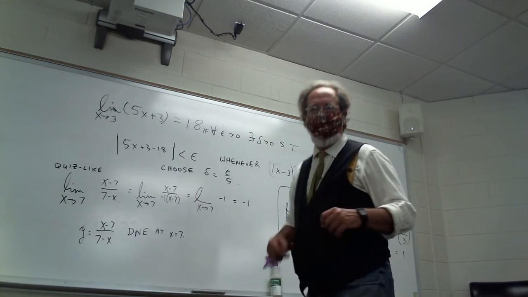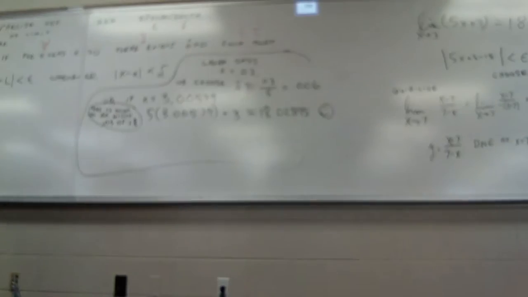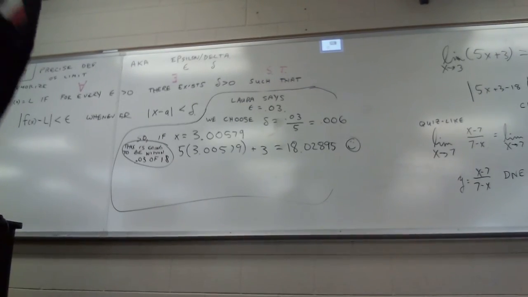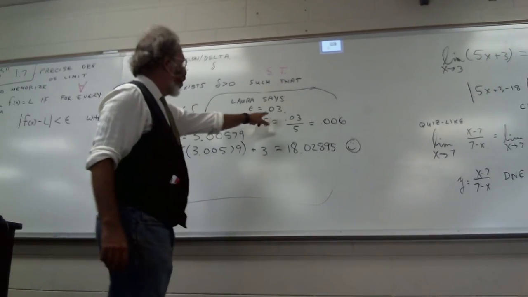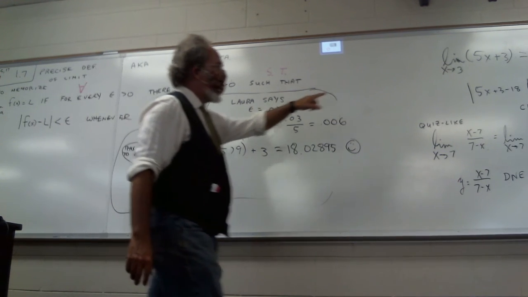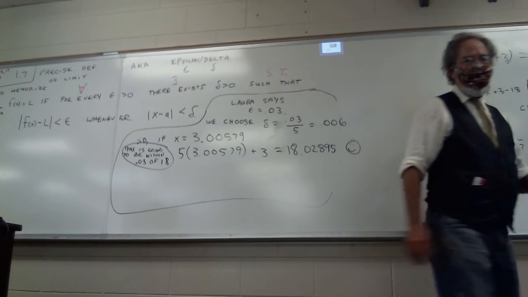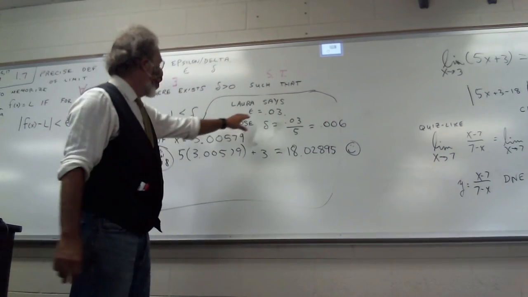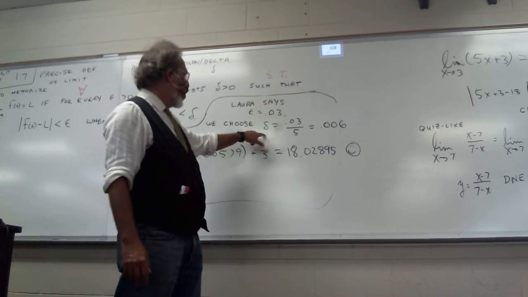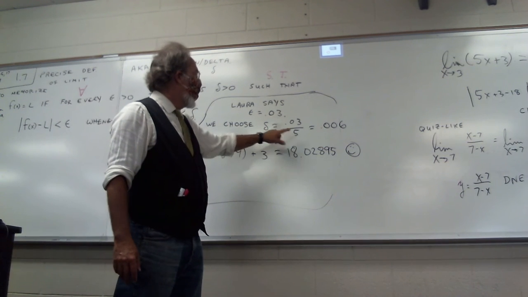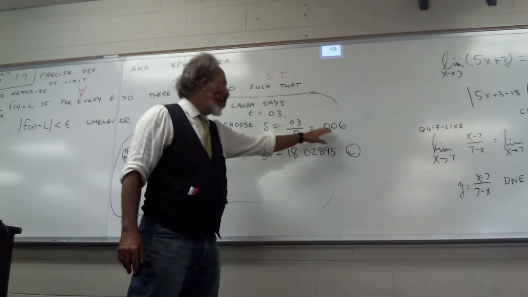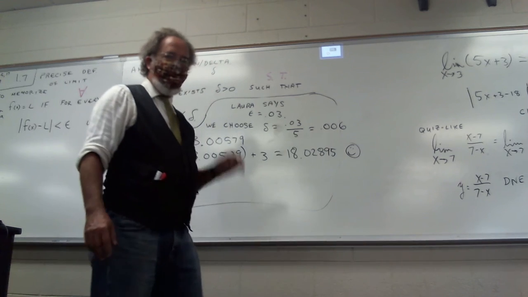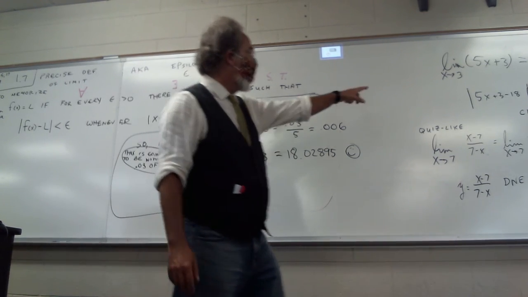So the other thing we did was this calculation over here for the same limit that we did by definition. We did a little calculation right here. So Laura chose epsilon to be 0.03 because epsilon has to be greater than 0. Epsilon has to be greater than 0, but small. We think of it as small. So 0.03, and our formula says delta, 0.03 divided by 5. Choose that for delta. Now that's 0.006. Well, x has to be within 0.006 of 3.